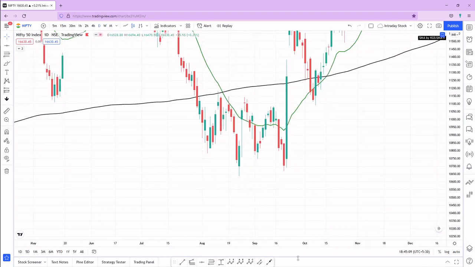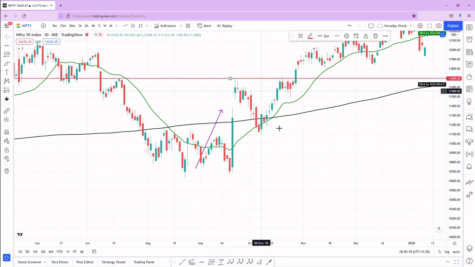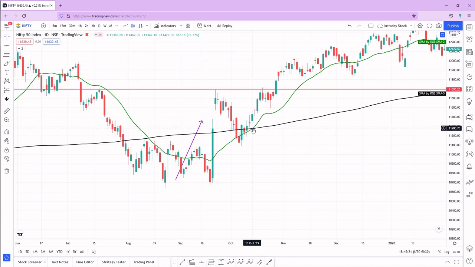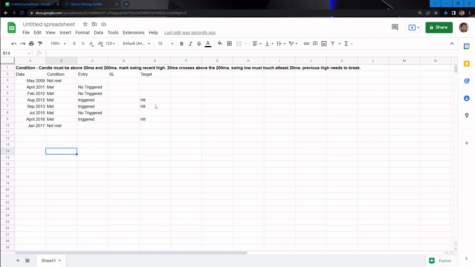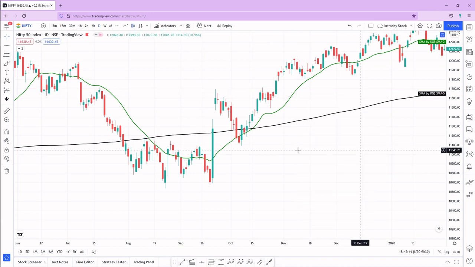Okay, there is a crossover that happened over here, and if you see, the candle closed above the 20 SMA and 200 SMA. So this is the recent high which has been formed, and after that the crossover has happened over here, and after the crossover there is no pullback towards the 20 SMA. Okay, so here also the conditions did not meet. So around September 2019, conditions not met. After the 20 SMA crossed above the 200 SMA, the 20 SMA is not touched, so we are going to avoid this scenario.